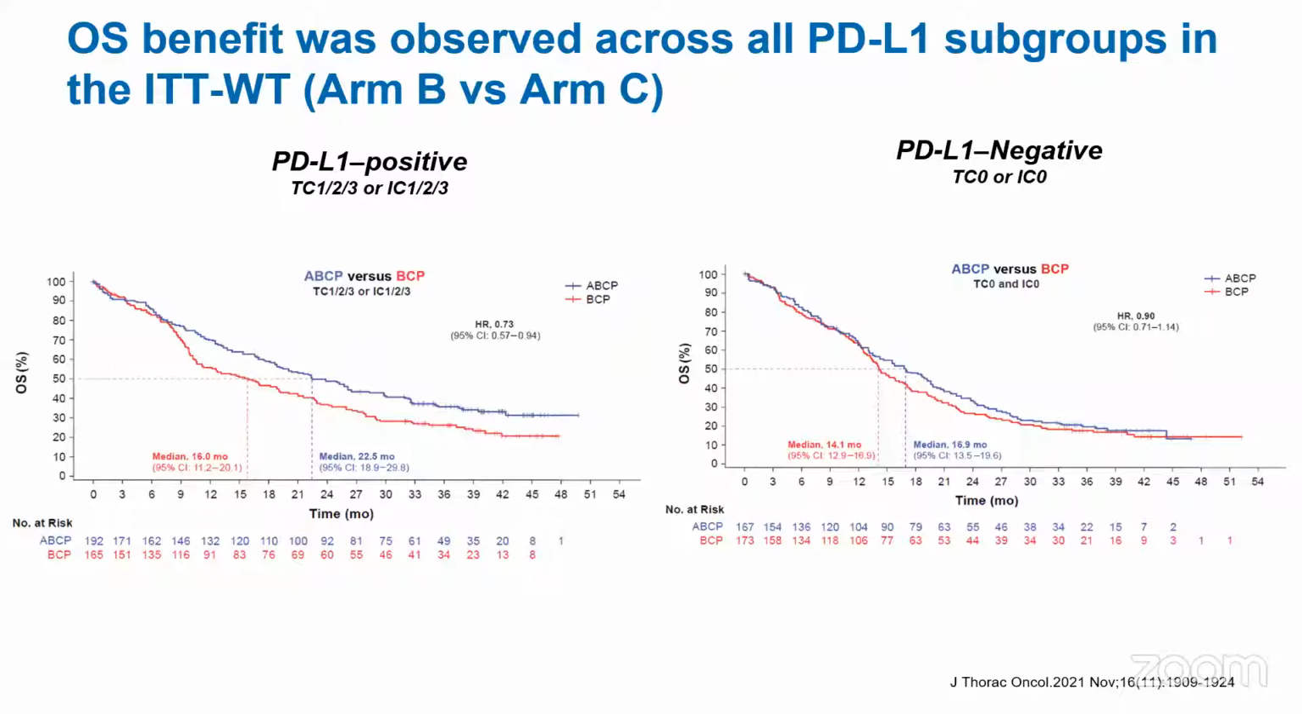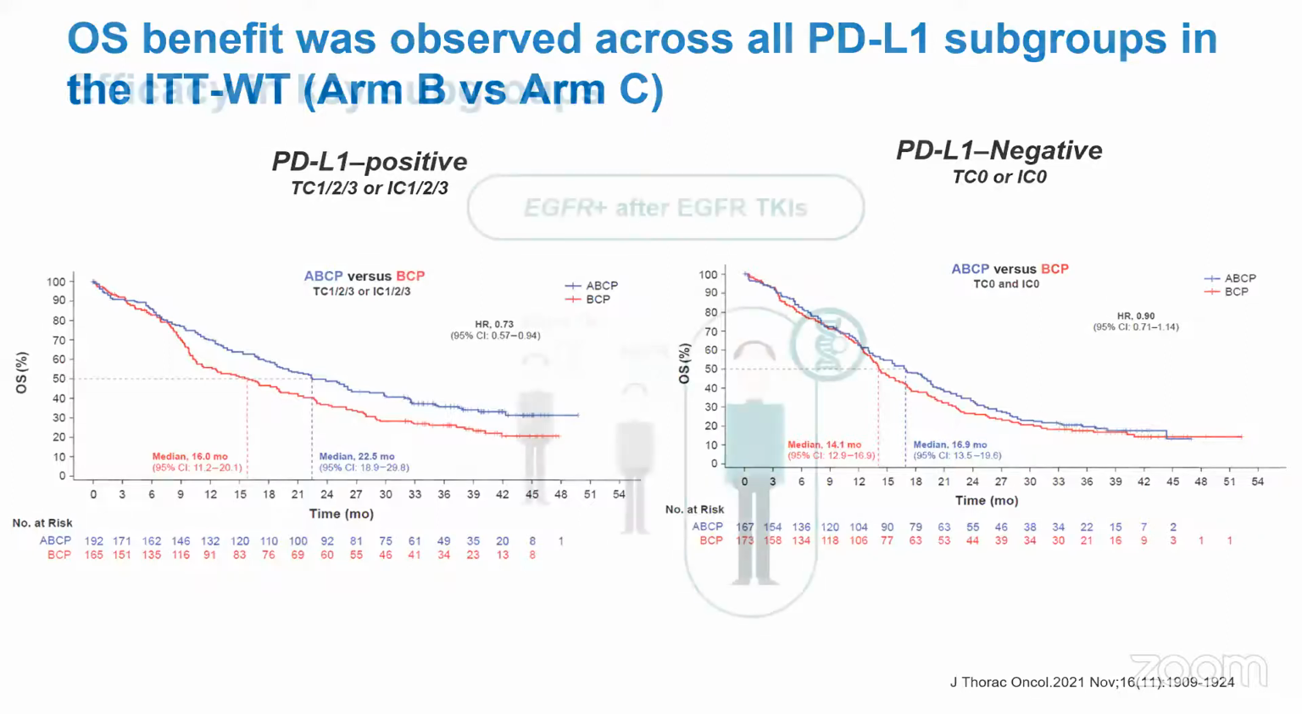So we can see here that for PD-L1 positive, whether low or high or zero, there was an overall survival benefit. Definitely the survival benefit was relatively less in patients who had PD-L1 zero than in the PD-L1 positive patient population.